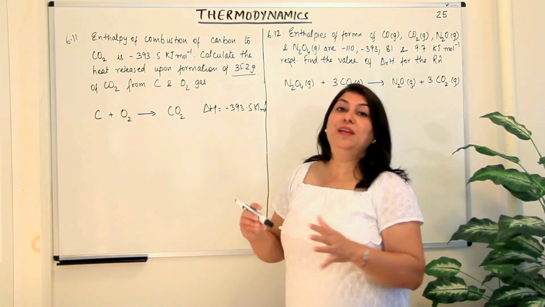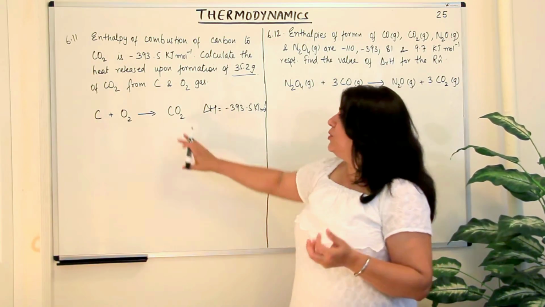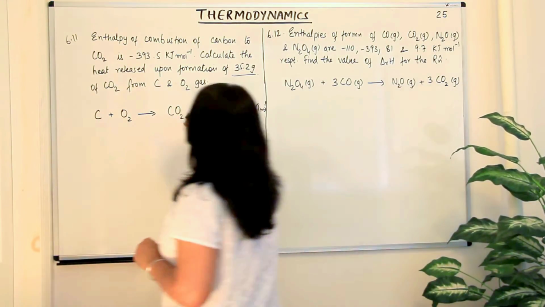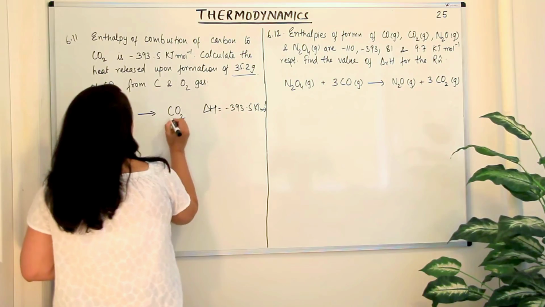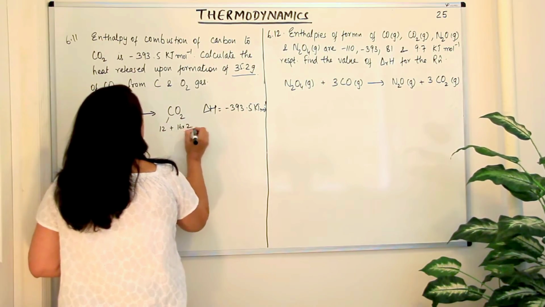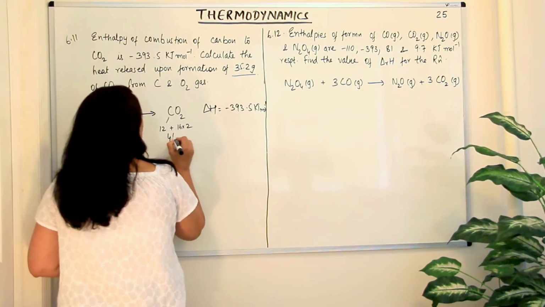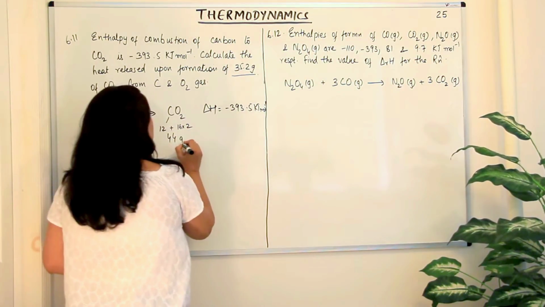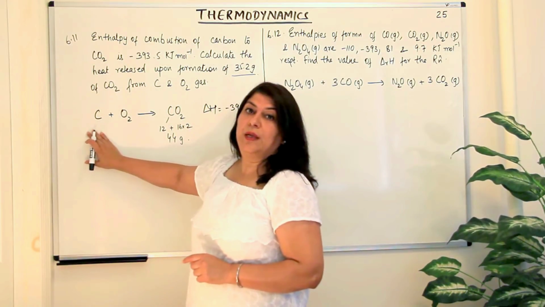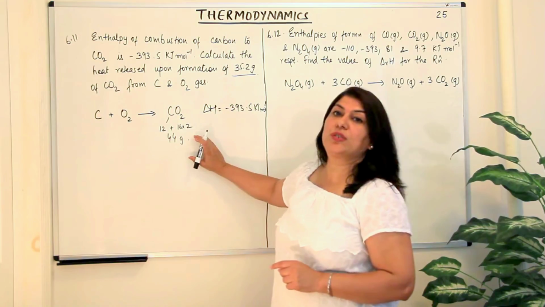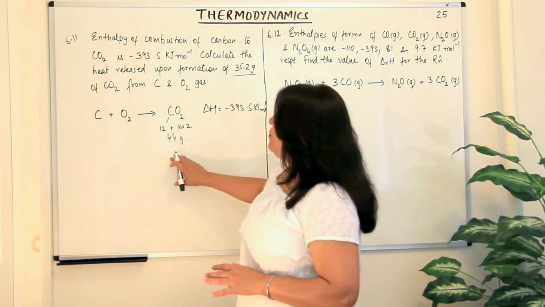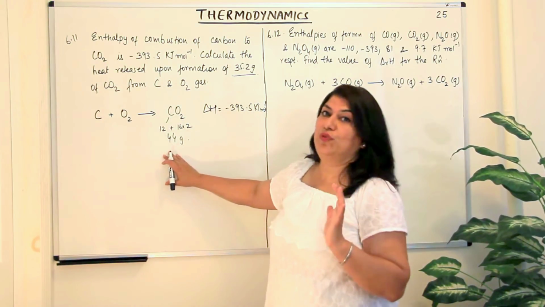So here we'll be using the mole concept. So what is the molar mass of carbon dioxide? The molar mass of carbon dioxide is, carbon is 12, oxygen is 16, and 16 into 2 is 32. Therefore, the molar mass of carbon dioxide is 44 grams. Which means that for 1 mole of carbon dioxide, the number of grams formed is 44. Or we can say that 1 mole of carbon dioxide weighs 44 grams.